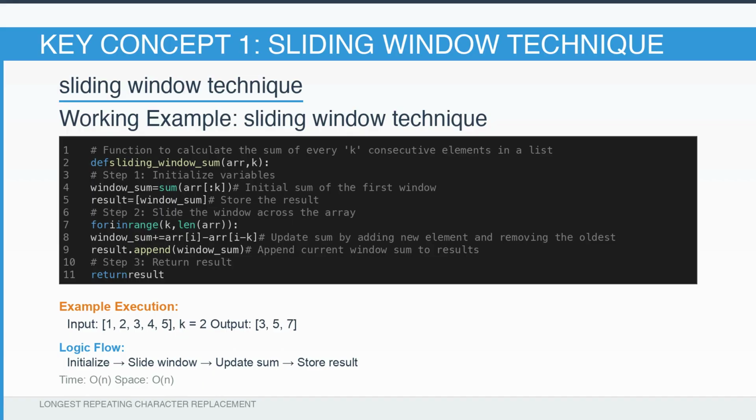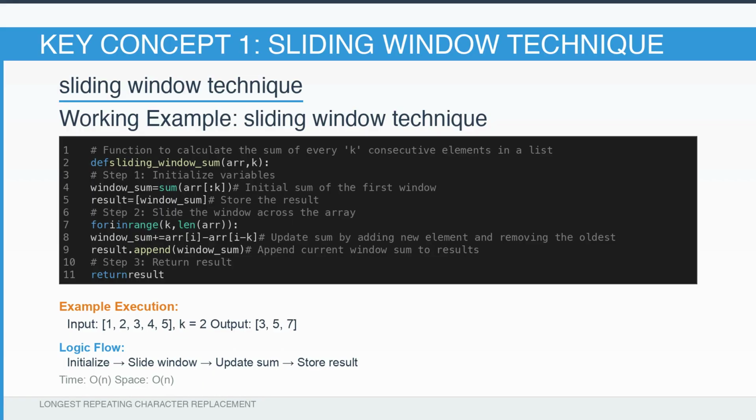Next, we slide our window across the array. For each new element we encounter, we update our window sum by adding the new element and subtracting the element that is now outside our window. This keeps our calculations efficient, avoiding the need to sum all k elements from scratch each time. Finally, we return the result, which now contains the sums of all these windows.